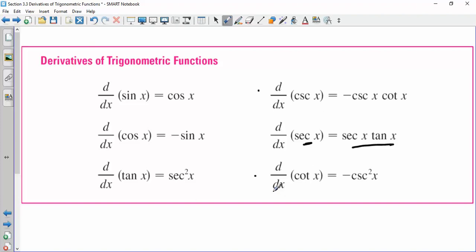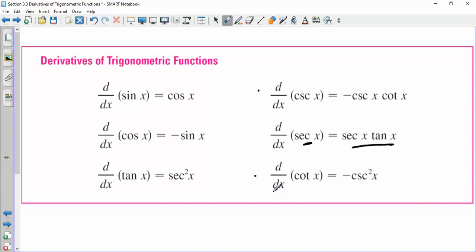Tangent and cotangent both turn into something squared. Derivative of tangent is secant squared. Derivative of cotangent is negative cosecant squared. Derivative of secant is secant tangent. Derivative of cosecant is negative cosecant cotangent.